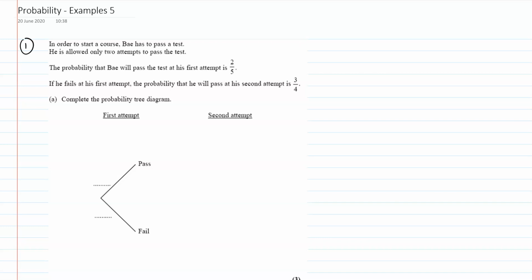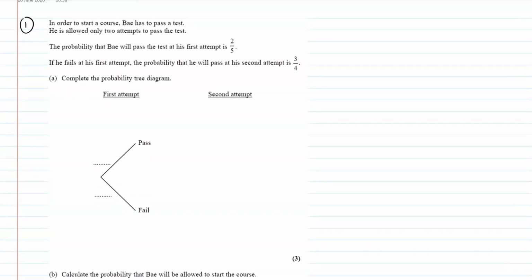So in order to start a course, Bay has to pass a test. He is allowed only 2 attempts to pass the test. The probability that he will pass the test at the first attempt is 2/5. So first attempt, 2/5. That means chance of failing, because either he passes or fails, they must add up to 1, so this must be 3/5. So I can fill them in.